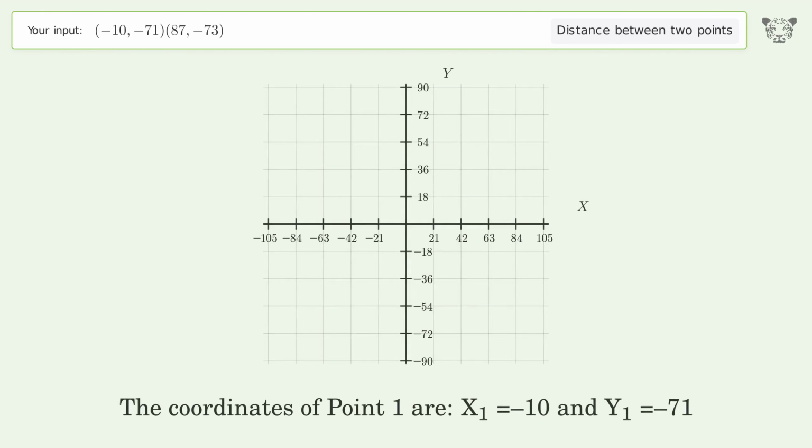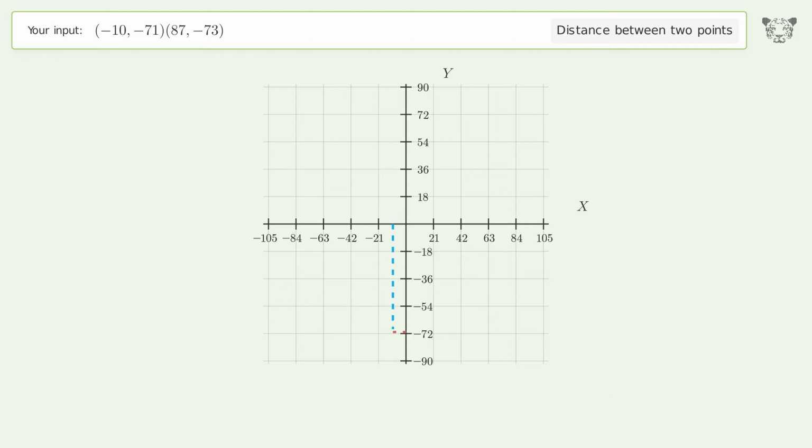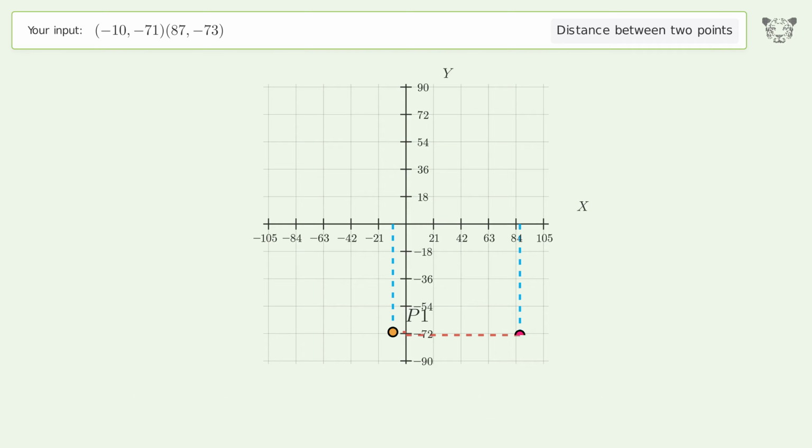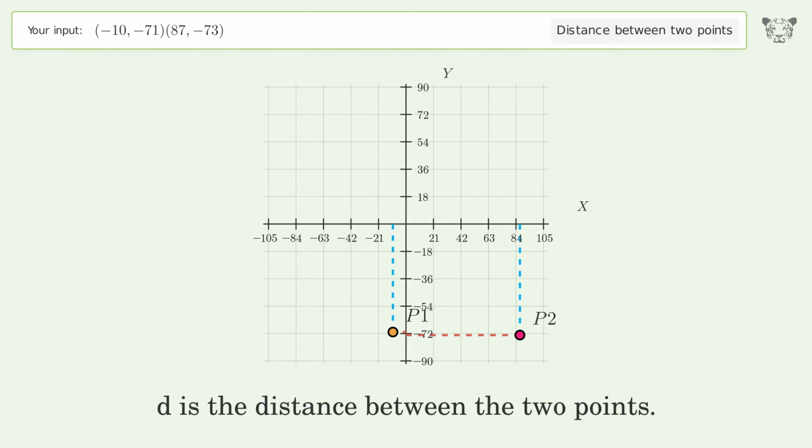The coordinates of point 1 are, x1 equals -10 and y1 equals -71. The coordinates of point 2 are, x2 equals 87 and y2 equals -73. D is the distance between the 2 points.